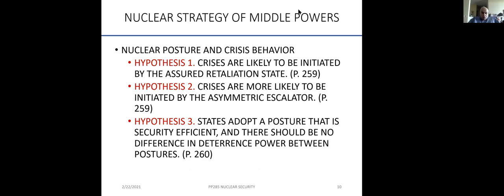Nuclear posture and crisis behavior. Three hypotheses. Hypothesis one: crises are likely to be initiated by the assured retaliation state. The state that has the ability to retaliate with incredible lethality is the state likely to initiate the crisis. Second hypothesis: crises are more likely to be initiated by the asymmetric escalator. And the third hypothesis: states adopt a posture that is security efficient, with no difference in deterrence power between the postures. These are three different hypotheses that Narang asserts are strategies of middle powers. Okay, next.